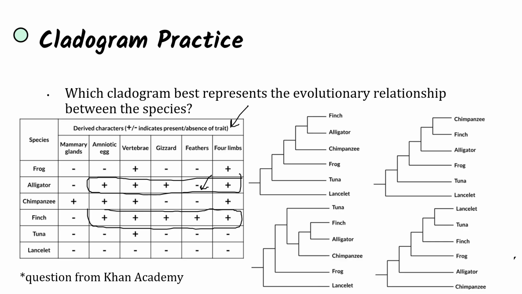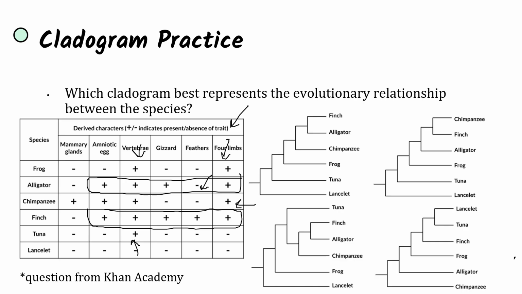And then going from there, we can see that a chimpanzee is actually going to have 3 out of the 5 characteristics shared. So it's going to have 4 of these characteristics, but 3 of them are shared with alligators and finches. So it's also pretty closely related. Then if we keep going, we'll see that frogs only have 2 of these characteristics, whereas tuna only has 1. So tuna is going to be even less related.